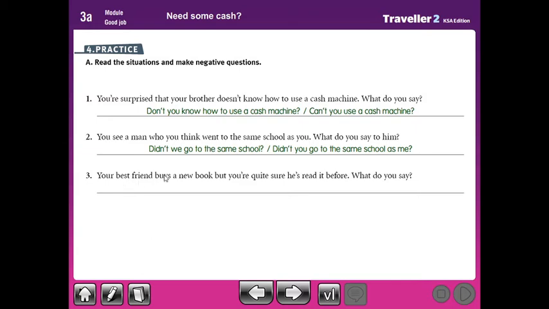Your best friend buys a new book, but you are quite sure he's read it before. Here we have has, the auxiliary verb, so we say hasn't he, or haven't you, because you say the words for someone. You say: haven't you read this book before?